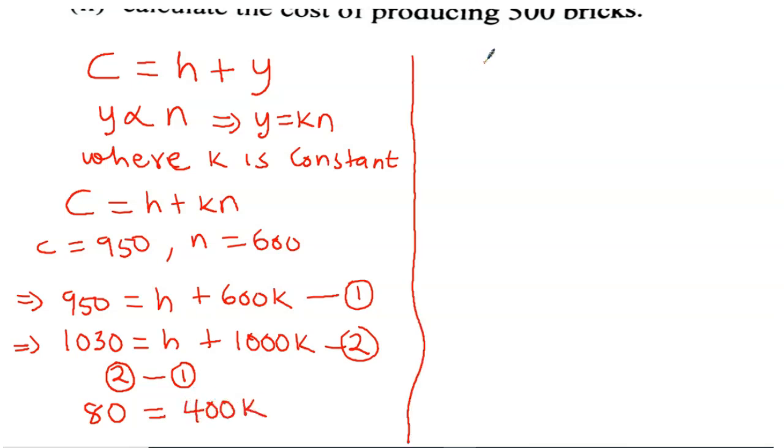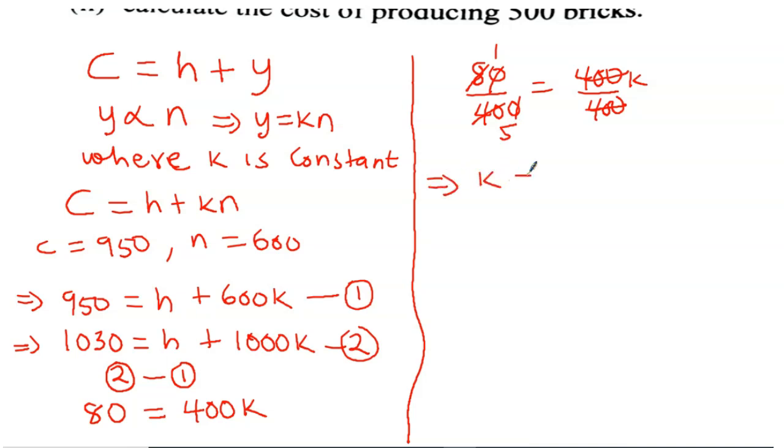To find k, we divide both sides by 400. So this 0 will cancel. 8 will go here 1. 8 will go here 5. So this implies that k is equal to 1 on 5. Now we put k in any of these two equations and find our h. So let's put k into equation 1.